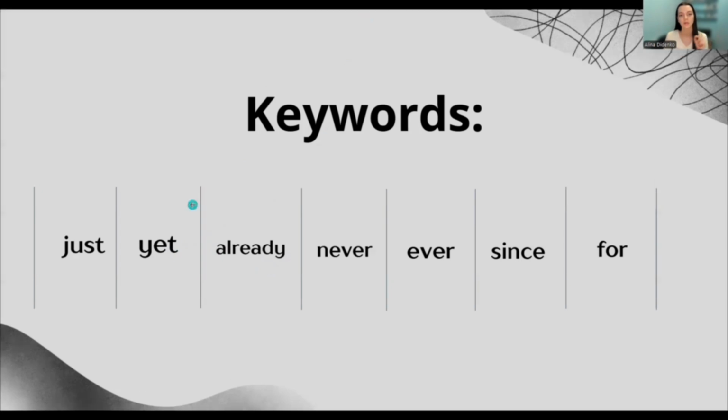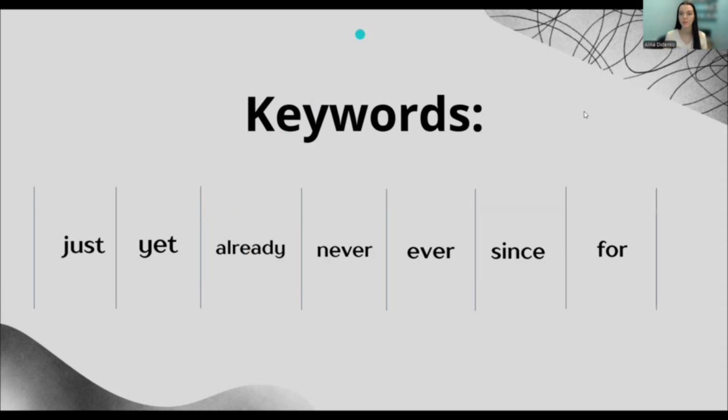So yet is usually at the end of the sentence, yeah? I haven't eaten anything yet. Normally, it is used either in negative sentences or in questions. Have you done it yet? Have you done your homework yet? And so on. As for since, again, the duration, and for as well.